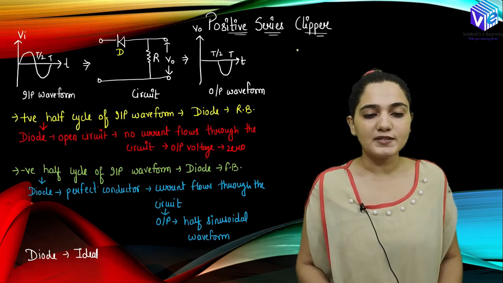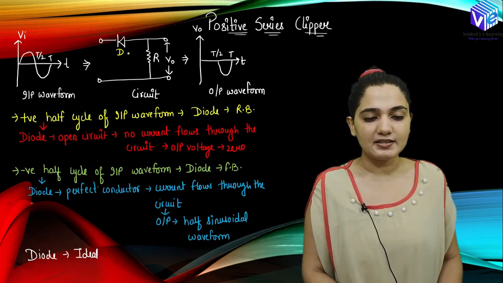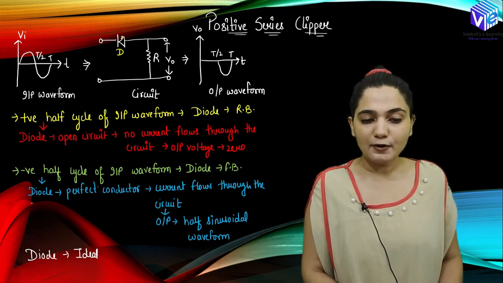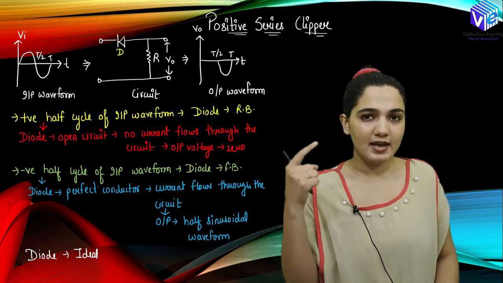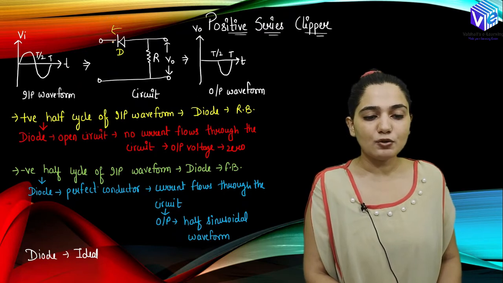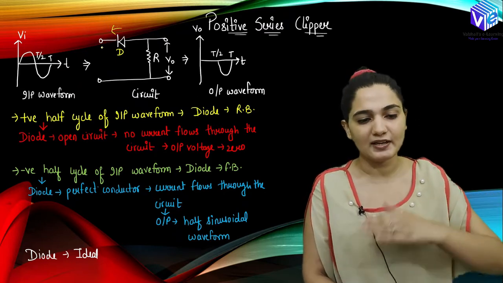Now coming to the positive series clipper. Here the diode is connected in series. You can consider the diode as an arrow. What is the direction of this arrow? The direction of this arrow is reversed, so it is on the backward side, and it is going to clip off the positive side. It is going to transmit only the negative half cycle.